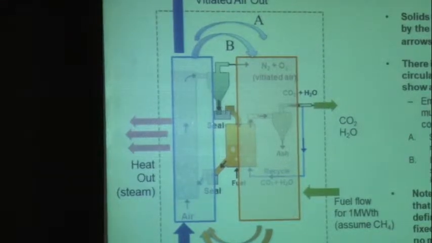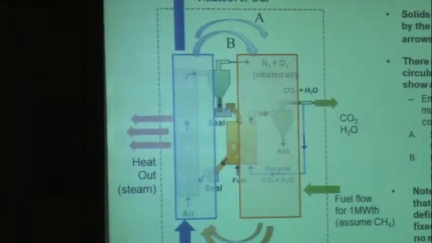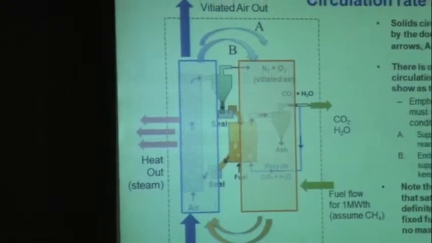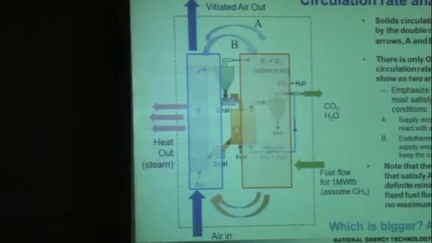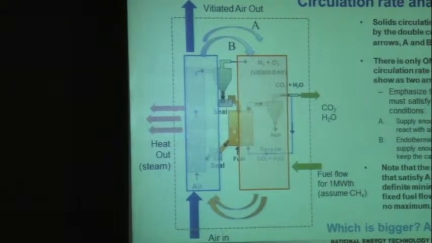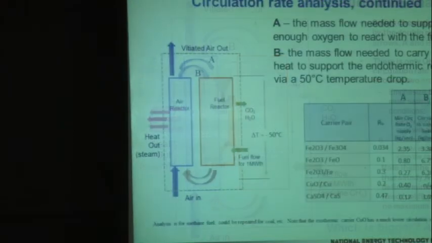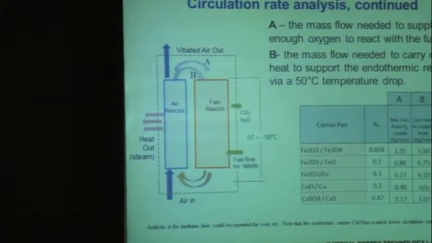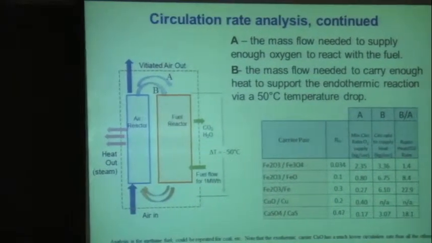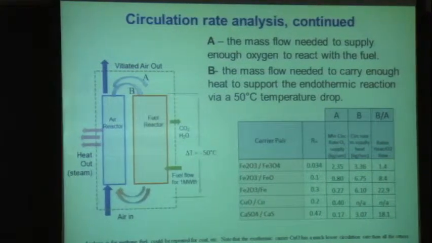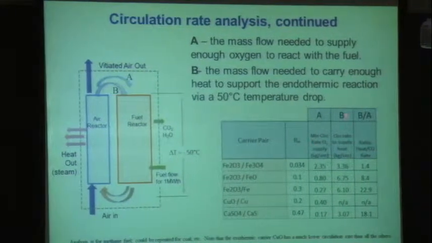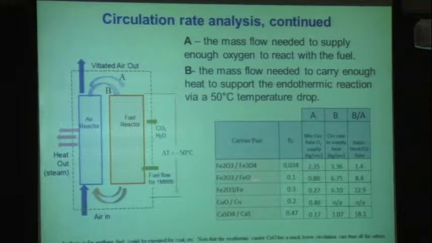A, supply enough oxygen. B, bring over the heat. Well, which number is bigger? A, enough to give the oxygen, or B, enough to give the heat? Well, let's take a look on the next slide here. I just calculated that out. You can do it yourself, just looking up the thermodynamics of those properties. And there they are plotted up, the A and the B quantities, the two different circulation rates.